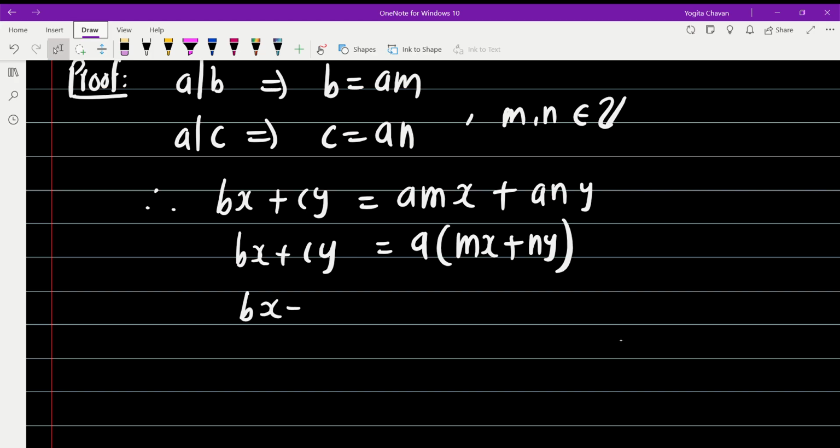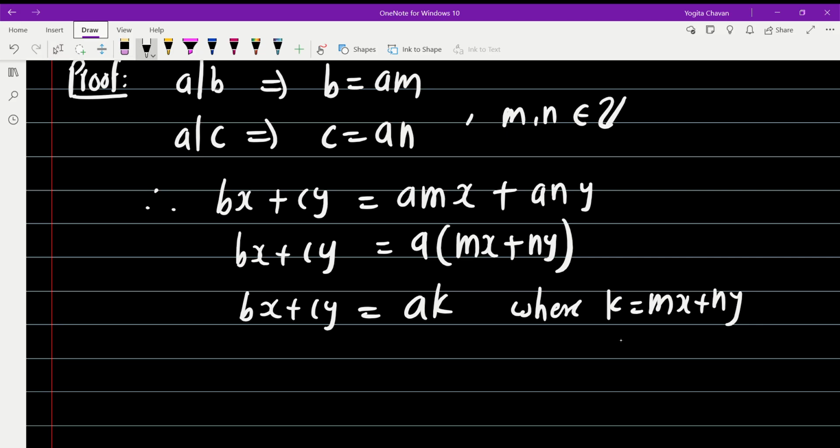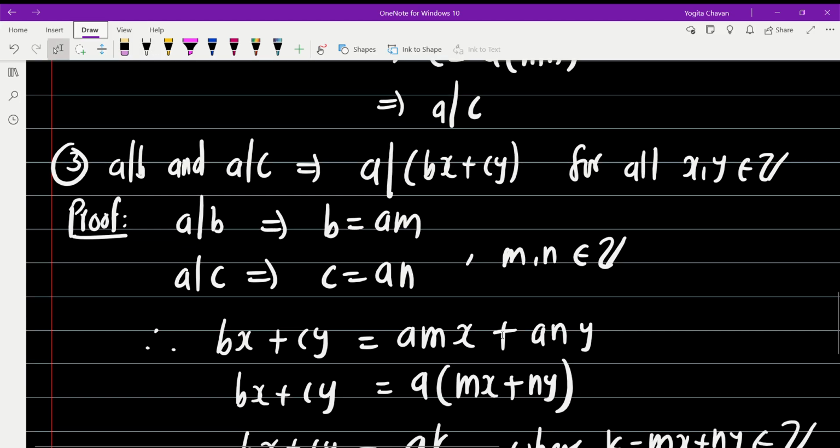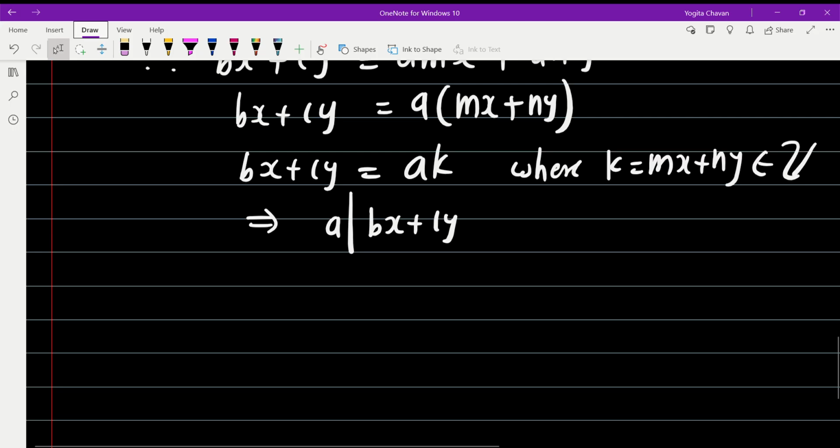That is, Bx plus Cy is equal to A into, say, k, where k is equal to mx plus ny. Now see that m is an integer, n is an integer, x is an integer, y is an integer. So this combination mx plus ny is also an integer. So k is an integer. So Bx plus Cy is equal to A into some integer. This implies A divides Bx plus Cy. Okay. So property number 3 done. Number 4.